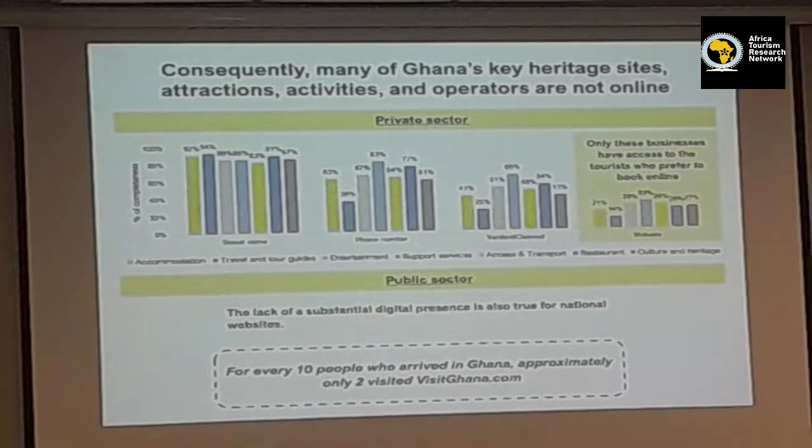And a significant portion of those do so only when they've arrived in Ghana. So they aren't looking at it before they come to Ghana, they only look at it once they're here. So there's significant room for growth. And I think last time, as many of you recall, we compared that with some of the other countries.